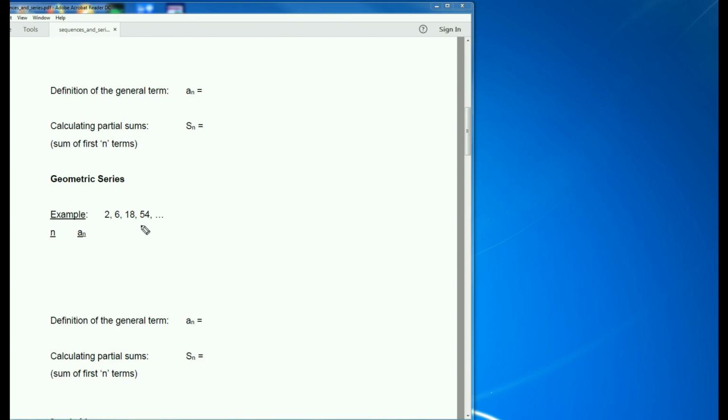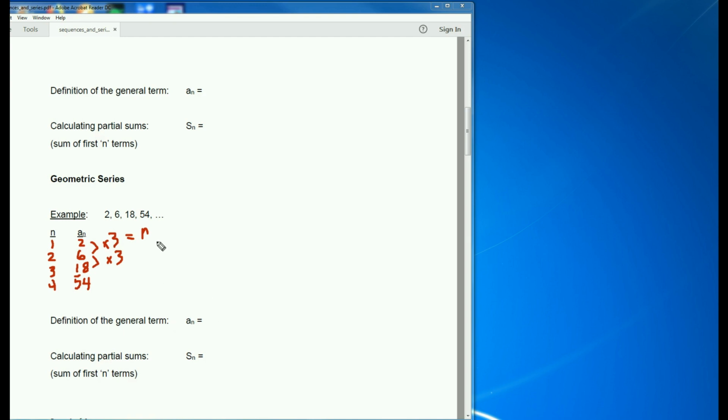2, 6, 18, 54. Again, I'm just going to start by writing it in column form. For me, if it is a more complicated series that you're trying to figure out the pattern for, it's just easier for me to look at it this way. Okay, so in this case, we can see that between every two terms, we are just multiplying by 3, and so on. So in this case, 3 is r, lowercase r, or in other words, the common ratio.